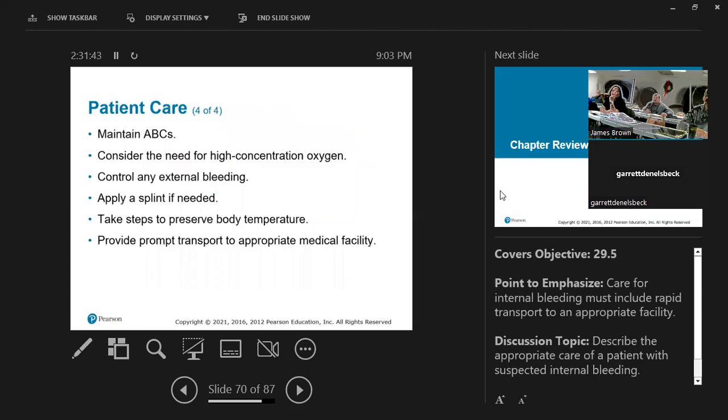Big thing is maintain your ABCs. If you're dealing with a major hemorrhage, then it goes into your CABs. Consider the need for high concentration oxygen. Like I said, for your sheets that you'll need for your practical skills, high flow oxygen, 10 to 15 liters, non-rebreather, keep sat at 95%. Control any external bleeding, apply a splint if necessary, throw a blanket on them, and rapid transport. It's a pretty simple skill station to do.